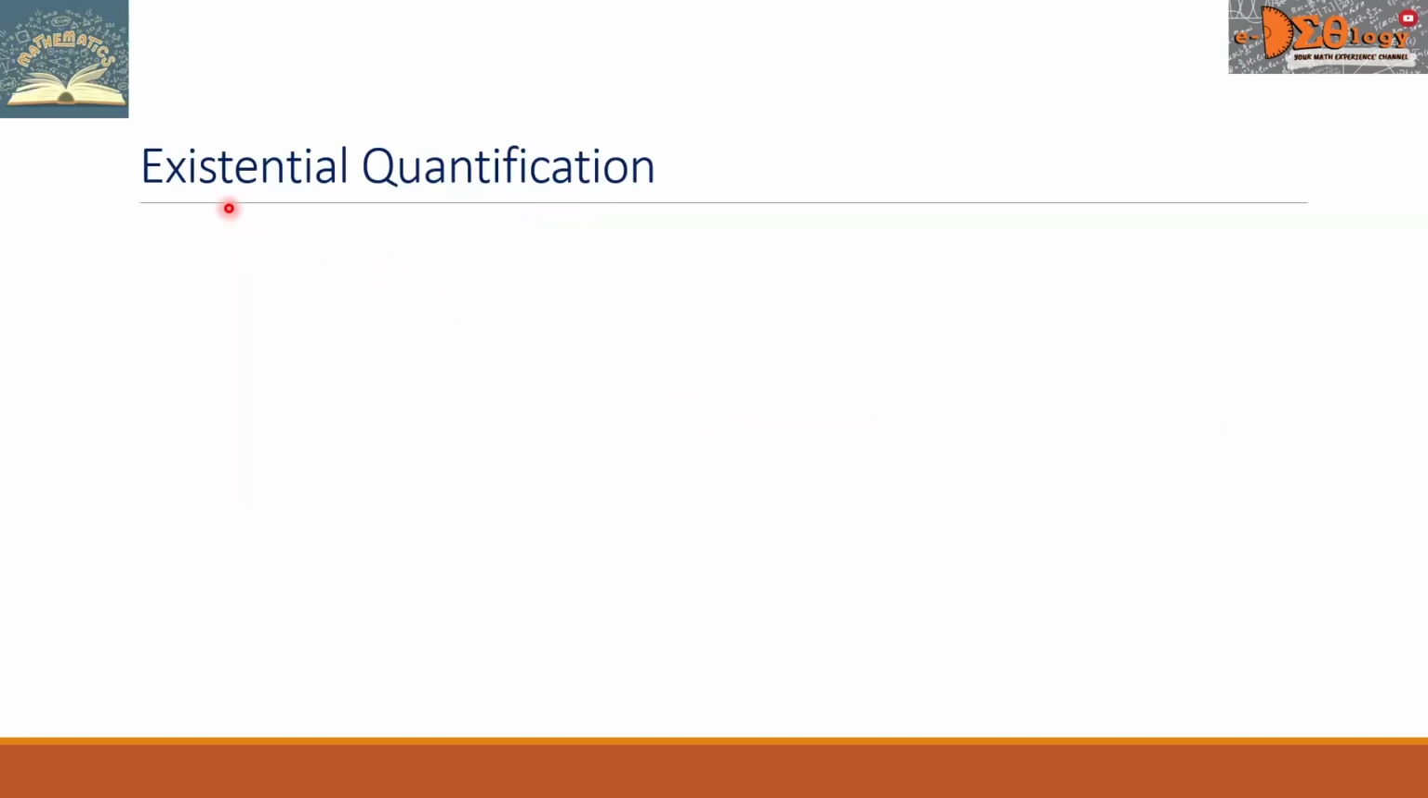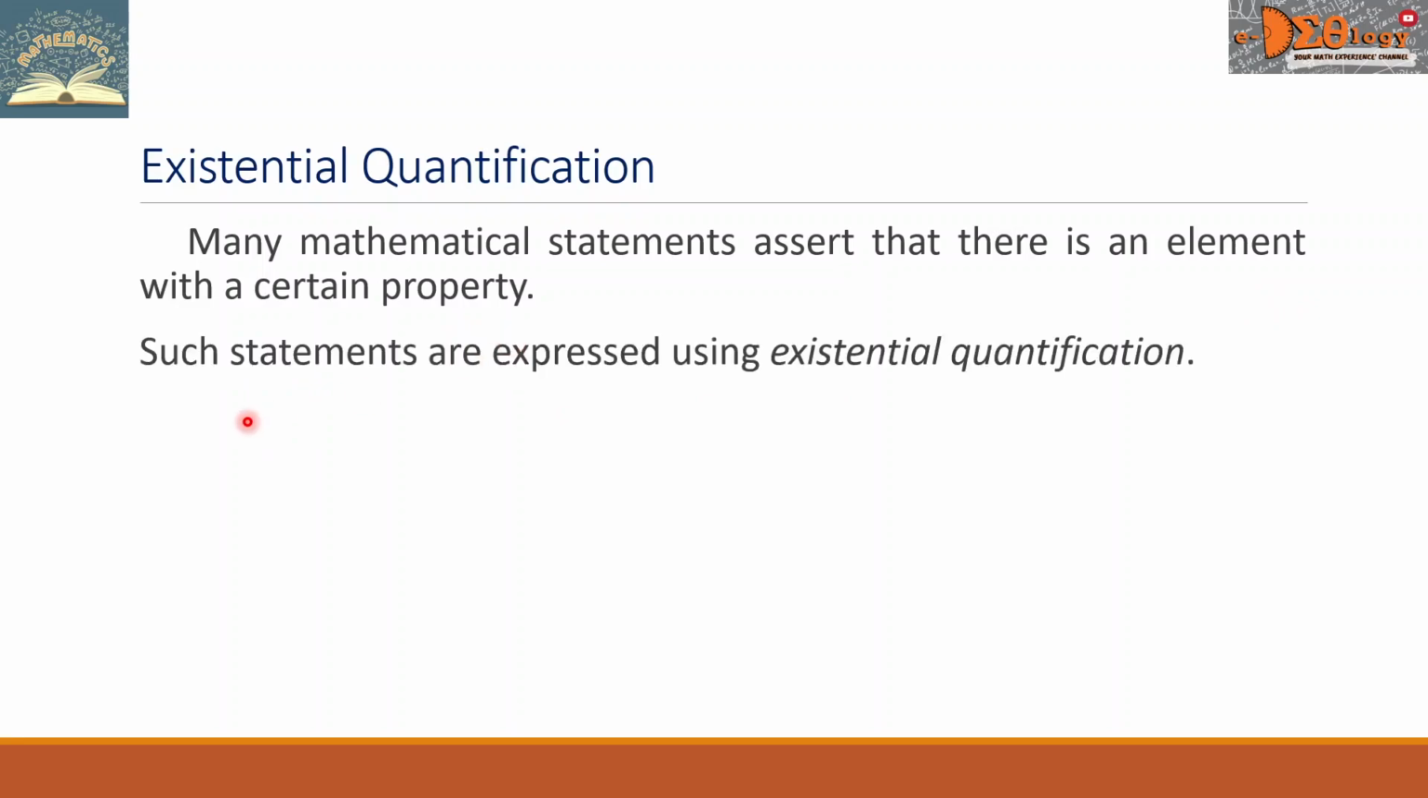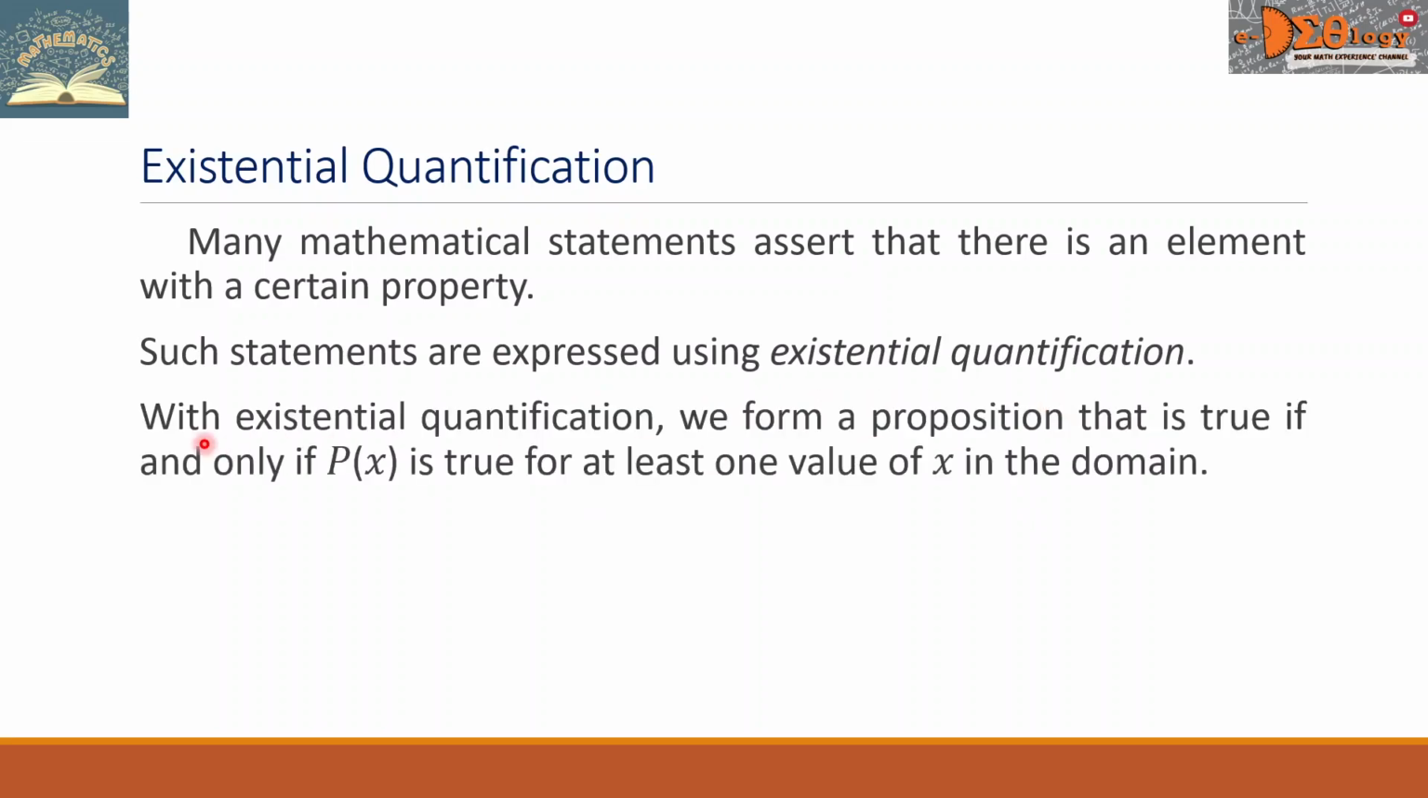Let's begin with existential quantification. Many mathematical statements assert that there is an element with a certain property. Such statements are expressed using existential quantification. With existential quantification, we form a proposition that is true if and only if p of x is true for at least one value of x in the domain.